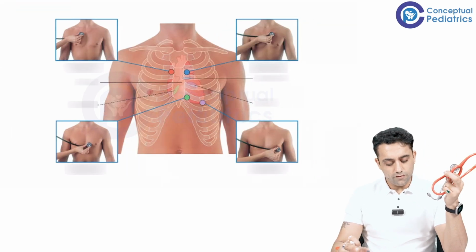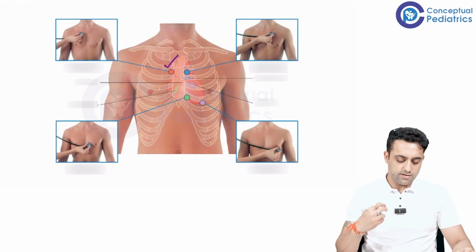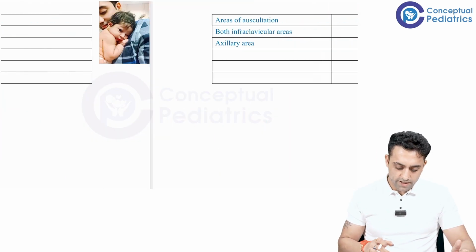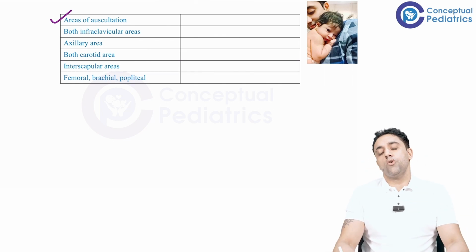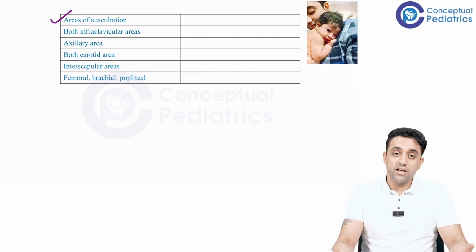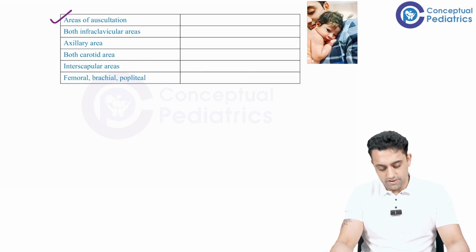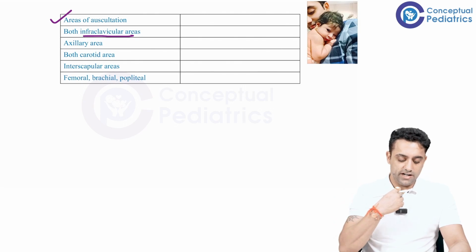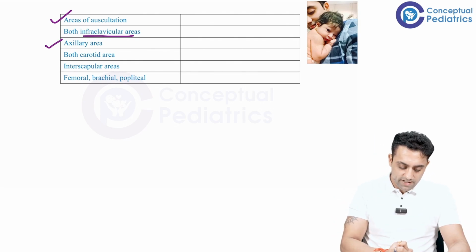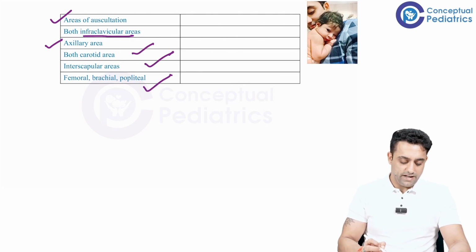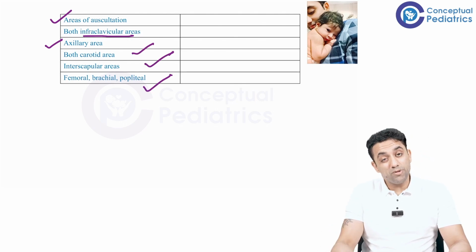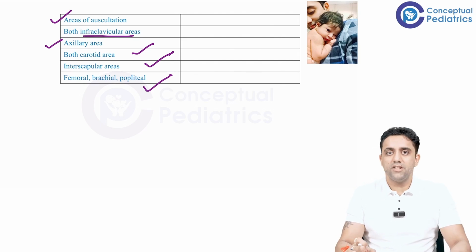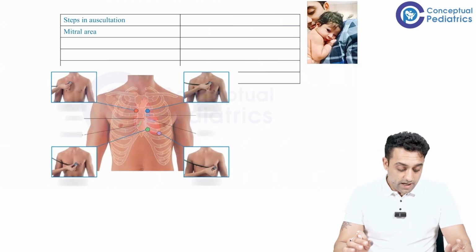Number two, areas of auscultation. We all know the right second intercostal space, left second intercostal space, mitral area, and tricuspid area, which we have already spoken about. Apart from these four areas, where else will you auscultate? Both infraclavicular areas, the axillary, carotid, and interscapular areas, and the femoral, brachial, and popliteal areas also. We don't do it, but if the examiner asks, please mention this point.